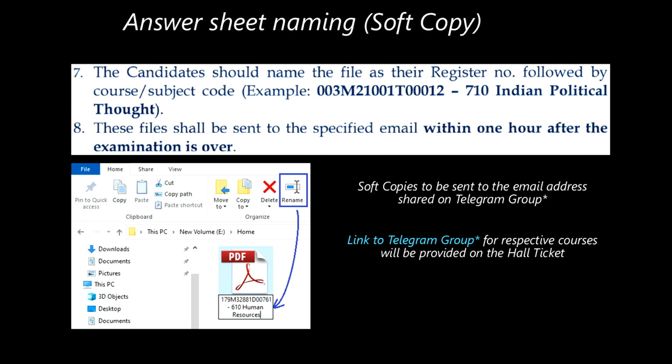And this PDF file has to be sent to a specific email address. That email address will be shared only on the Telegram group. And remember again, the Telegram group link is shared on the hall tickets, so you need to download that to get a copy of the link if you're not yet added.